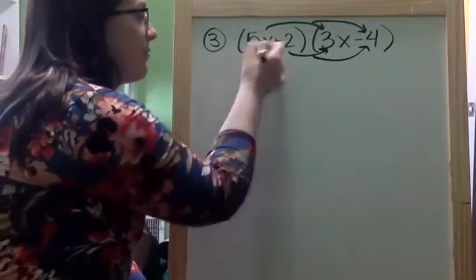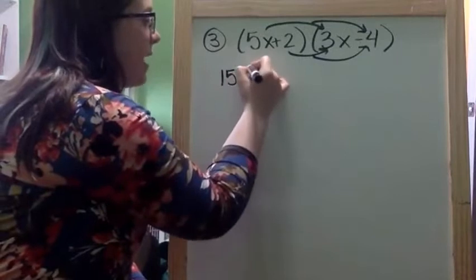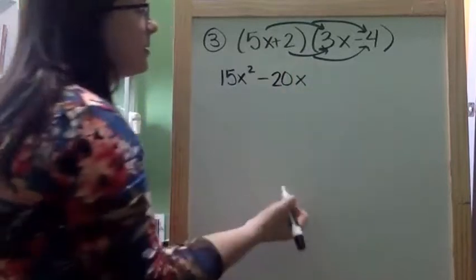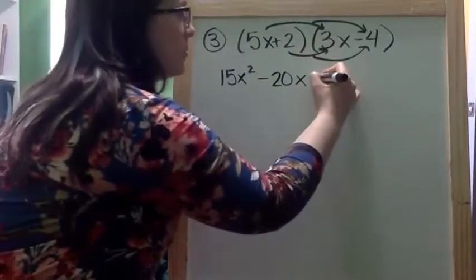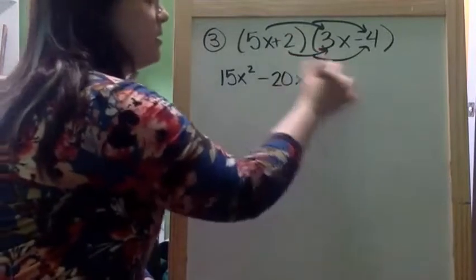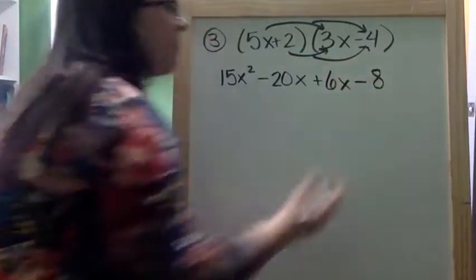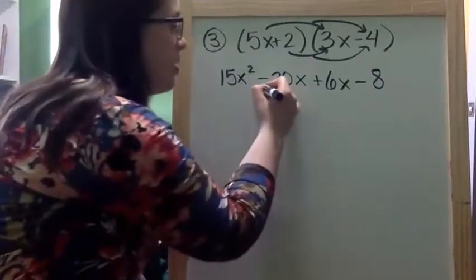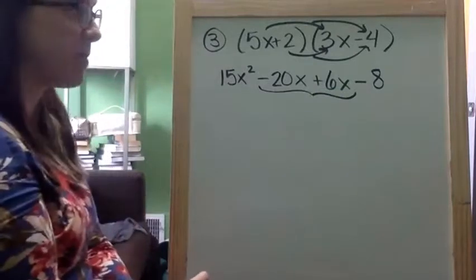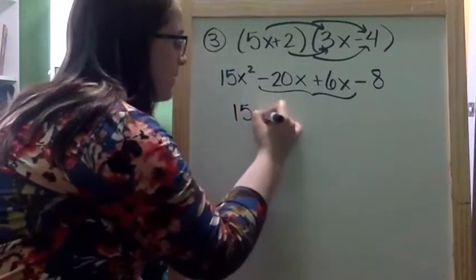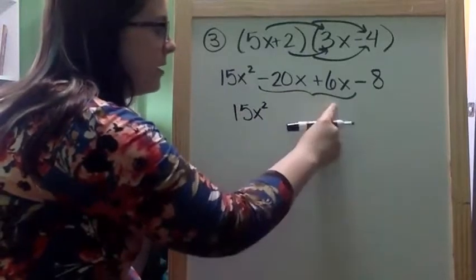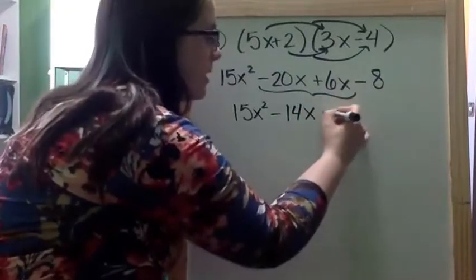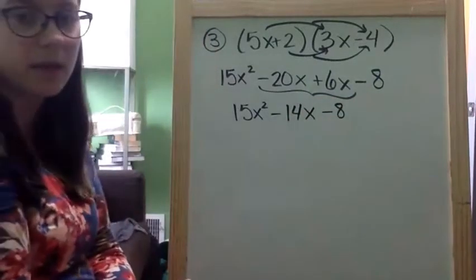So here I would have 5x times 3x, which would give me 15x squared, 5x times negative 4, which would give me minus 20x, 2 times 3x, which would give me plus 6x, 2 times negative 4, which would give me minus 8. From here, I would want to combine any like terms I have, which in this case are these middle two terms, both of those x's. So 15x squared, and negative 20x plus 6x would give me minus 14x, and then bring down that minus 8 at the end. So that's my FOIL method.